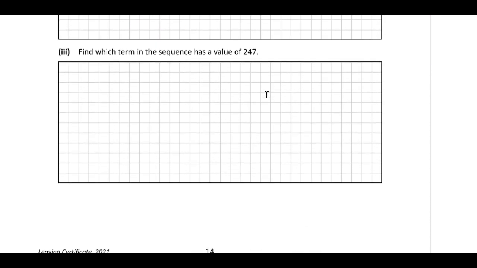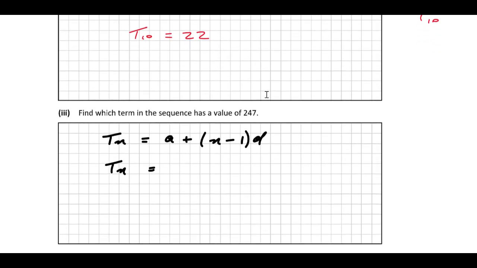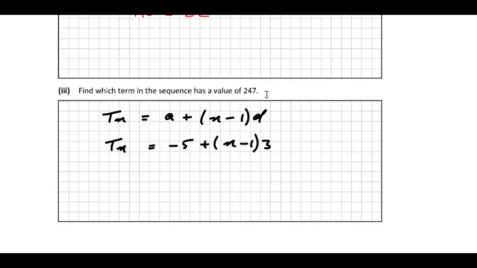Find which term in this sequence has a value of 247. Okay, so we're going to need to work on our formula at this stage, I think. If you look up your maths tables, you see there's a formula in there for arithmetic sequences to find any term number, and it's a plus n minus 1 times d. Now Tn in our particular case is going to be a, which is the first term, and you can see here that our first term is minus 5. So we're going to put in minus 5 here, n minus 1. Our common difference is 3.